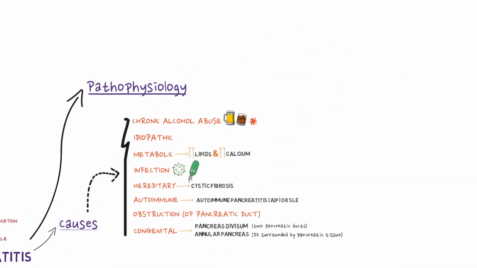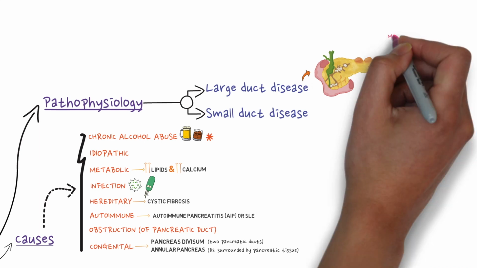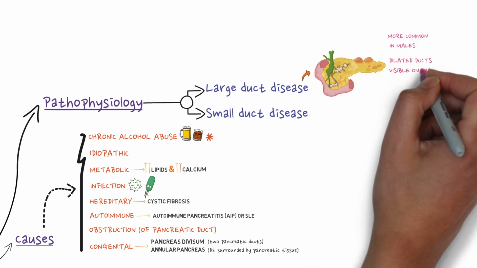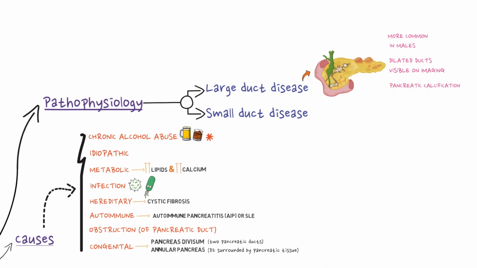With regards to the pathophysiology, chronic pancreatitis can be split into either large duct disease or small duct disease. Large duct disease is more common in males. It is easier to diagnose due to the ducts being visible on imaging, as well as there often being calcification in the pancreas and stone formation.